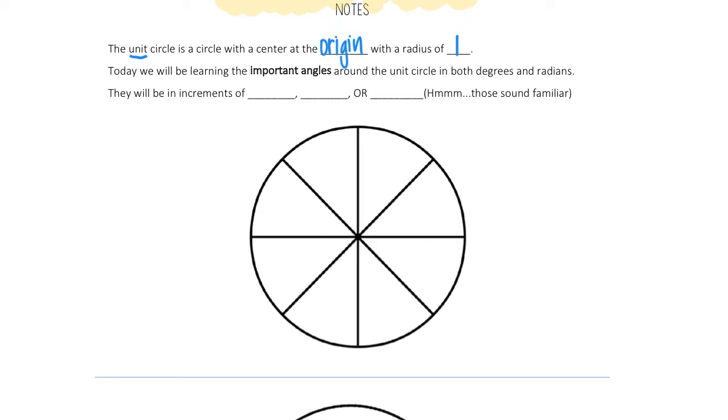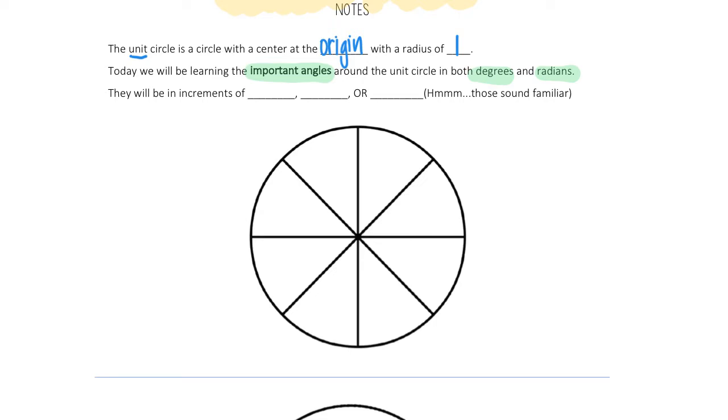We'll be digging into it a lot over the next couple weeks, but in order to do that, we need to know all of these important angles that can be found on the unit circle in both degrees and radians. So in this lesson, I'm going to try to break it down as simply as possible so that you can recognize where each of those unit circle angles lies.